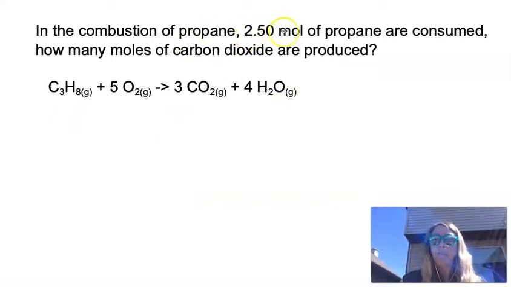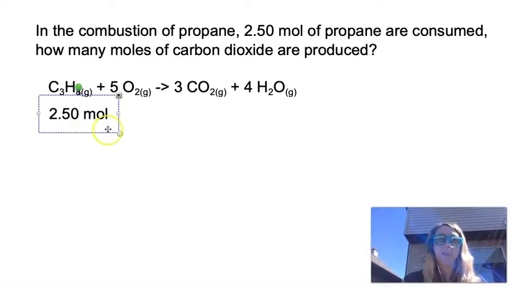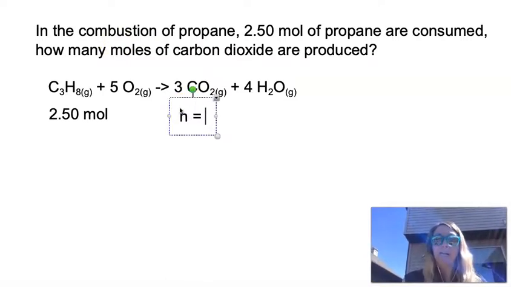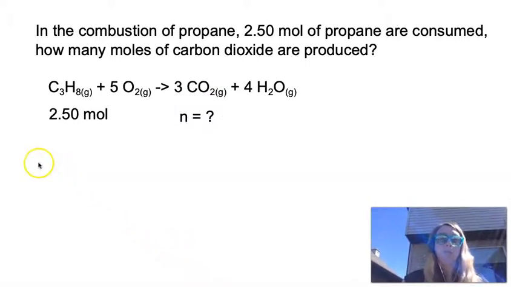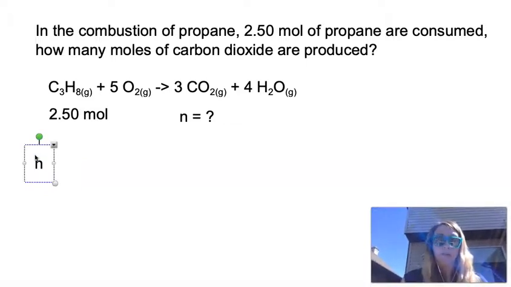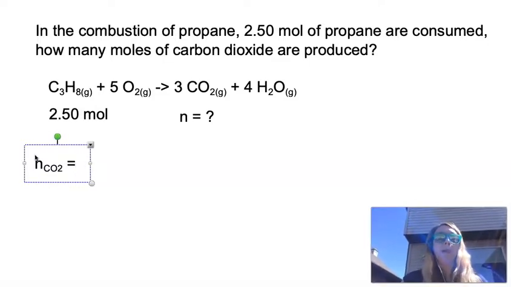So our given was 2.5 moles of propane. So we find the propane, which is here. And underneath it, we're going to write that 2.50 moles. Okay, our unknown is how many moles of carbon dioxide are produced. So under carbon dioxide, we can say that n equals question mark, because that's what we are trying to find, right? We're trying to solve for moles of carbon dioxide. So that means the unit I want is moles of CO2.